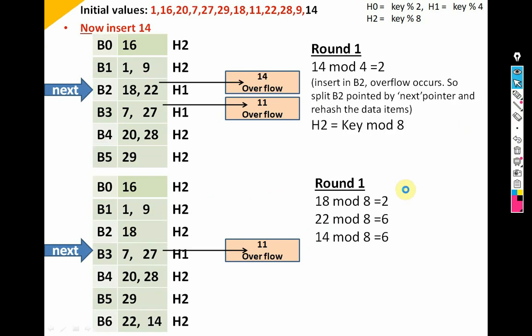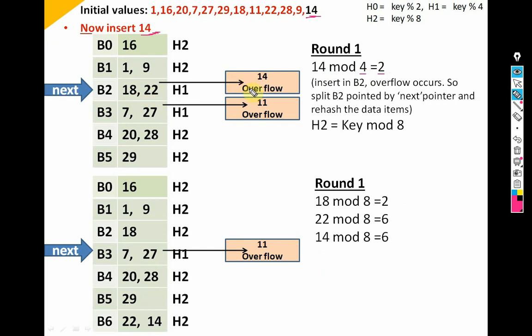So now I would like to insert 14. 14 mod 4 is 2, so 14 is to be inserted in the second bucket. But the second bucket is full of values. So the bucket is full, and hence the overflow occurred.